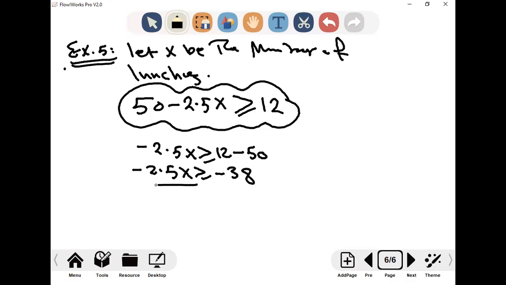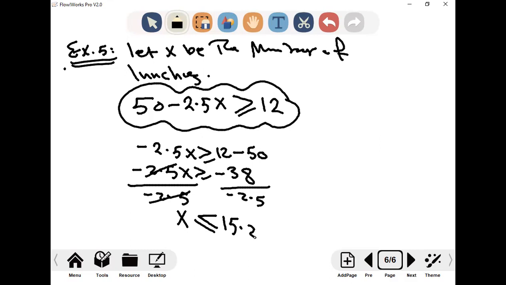Now divide by negative 2.5, divide by negative 2.5, and x will be... we switch the sign, don't forget that. 38 divided by 2.5 is 15.2. What does this mean? If she pays for 16 lunches, she won't be able to go to the movie at the end, right? She will have less than 12 left for the ticket. So x is less than or equal to what?